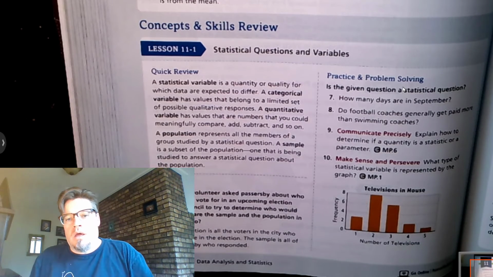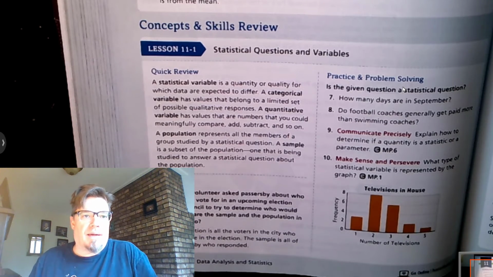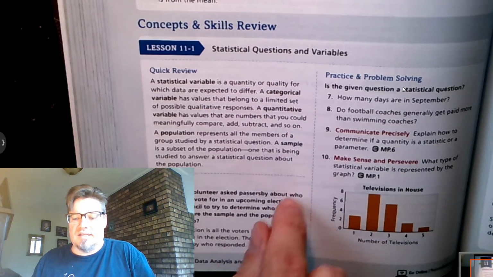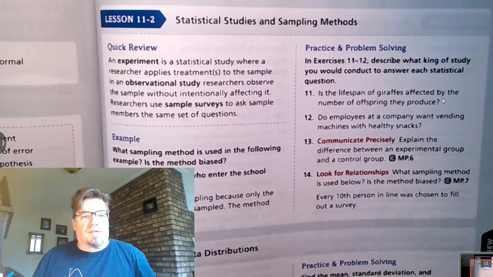All right. Number 10, the statistical variable is, what does this thing change? You guys measured all kinds of those variables on happiness, GPA, what grade you were in. Those are all variables because they change from one person to the next. So in this case, it's the number of televisions based on that picture. All right, we're going to move quickly over here. We're going to knock out up to 14 in this video.